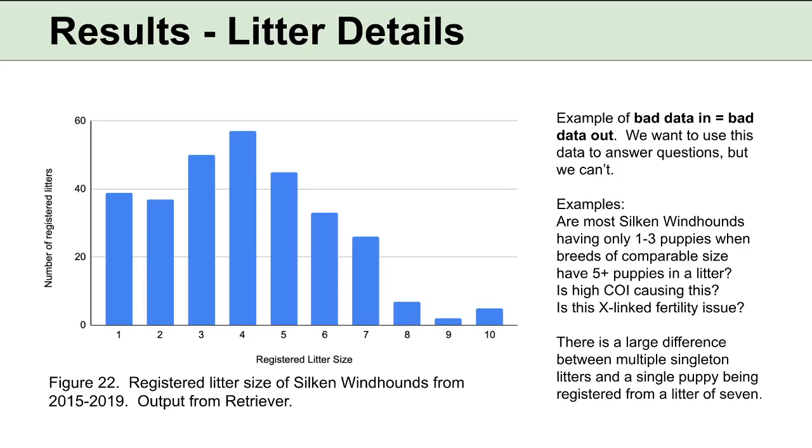And there's a huge difference here between multiple singleton litters being registered in the breed versus a single puppy being registered from a litter of 7. And we don't know which of those this is. So unfortunately, this is the only litter data that we have available, which is which ones are actually getting registered.